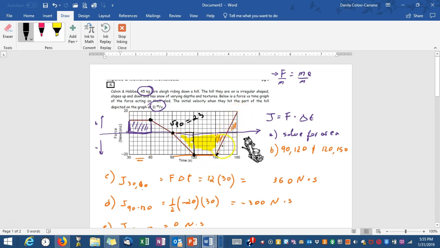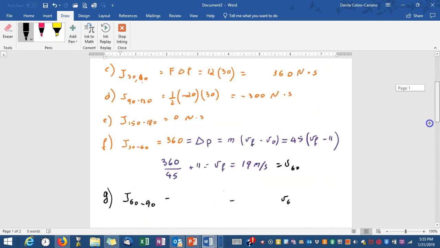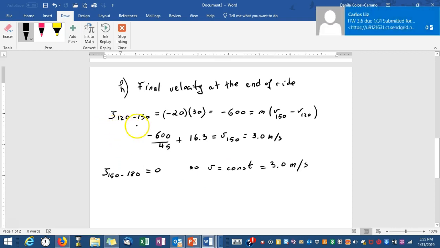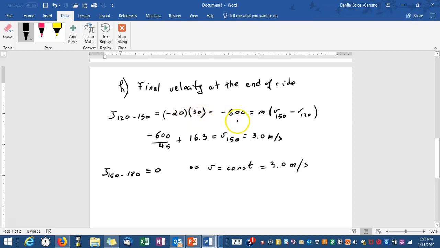Because here we have no impulse, as we have calculated already that the impulse here is 0, because you have this area minus this area, which is equal and opposite. So the velocity here is easily calculated. The impulse between 120 and 150 is negative 20 times 30, which is the rectangle, so minus 600, equal to the change in momentum. By doing the calculation that we have been doing already, this is 3 meters per second, the velocity at the mark 150.